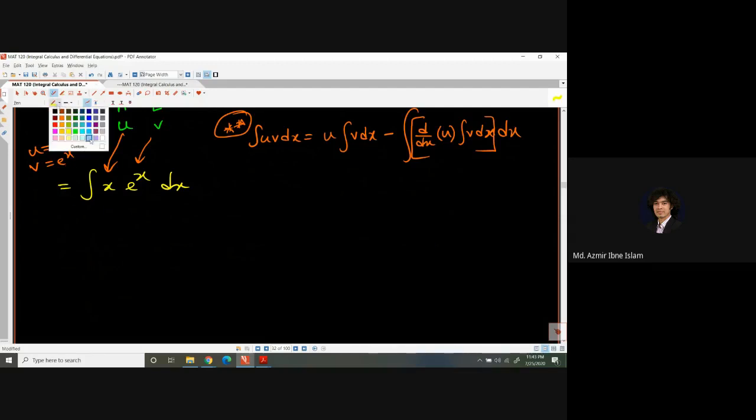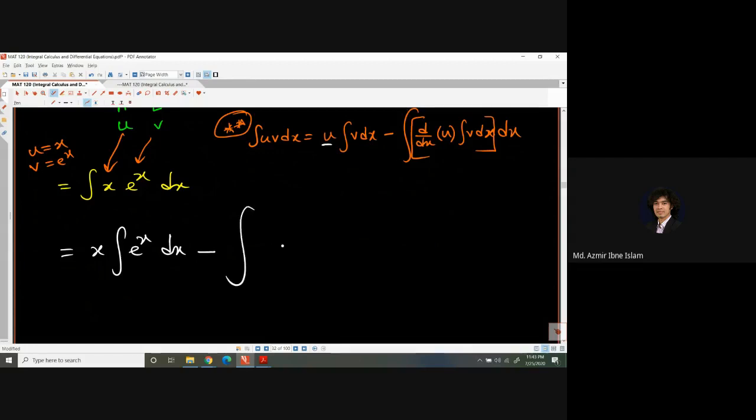So now I am writing the integration of uv dx, that is u times integration of v, that is x times e to the power x, negative, we can see a big integral is here. Okay, the differentiation of the u part, and u is x. So let's input x here. Then you can see there is another integral. Then v is e to the power x.